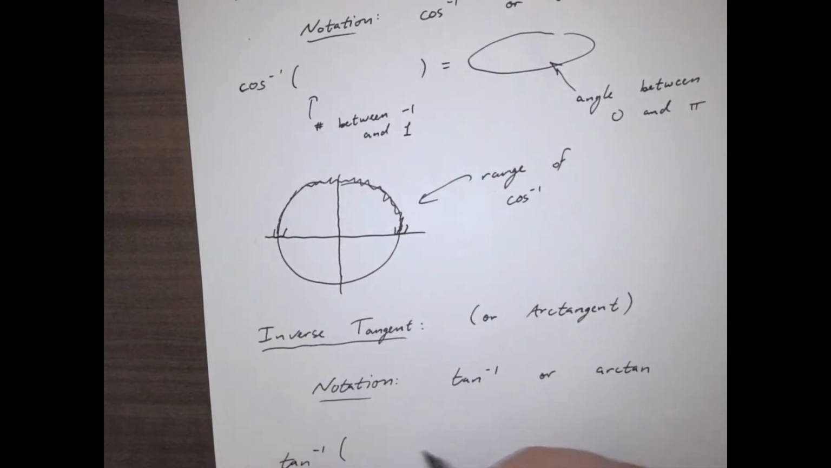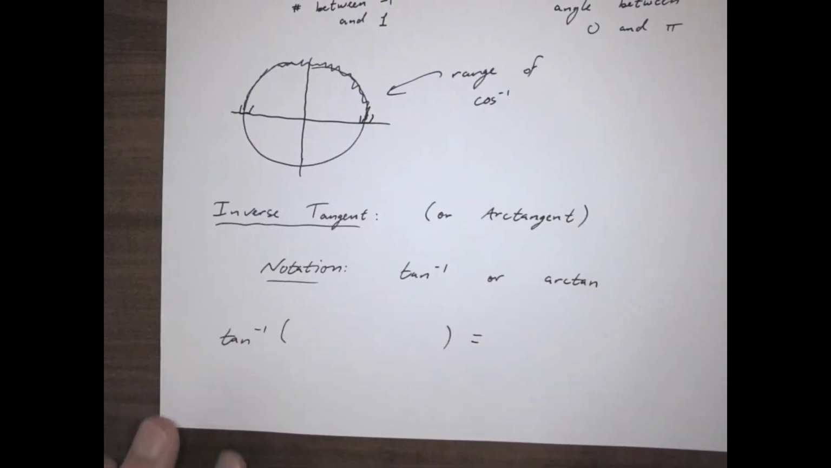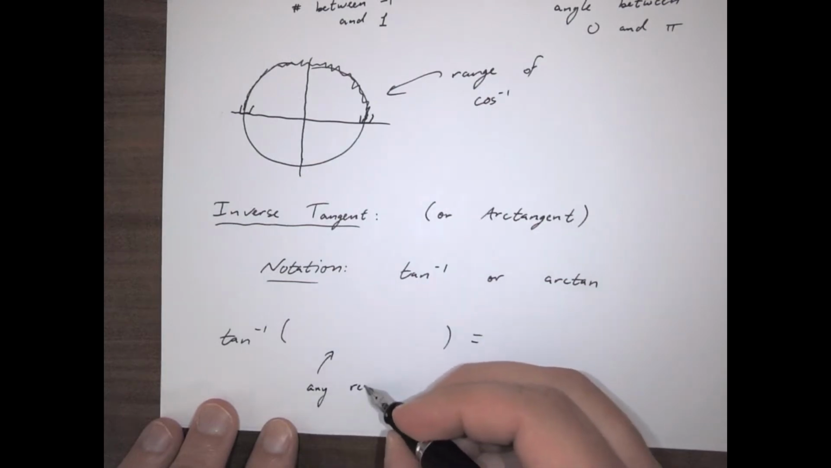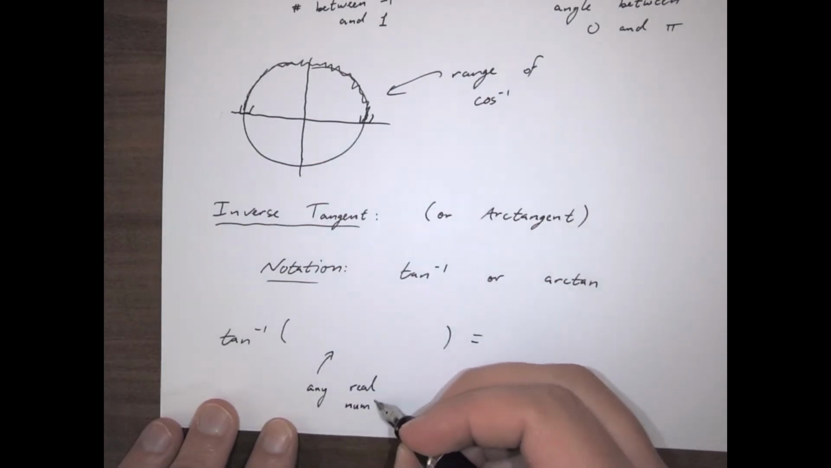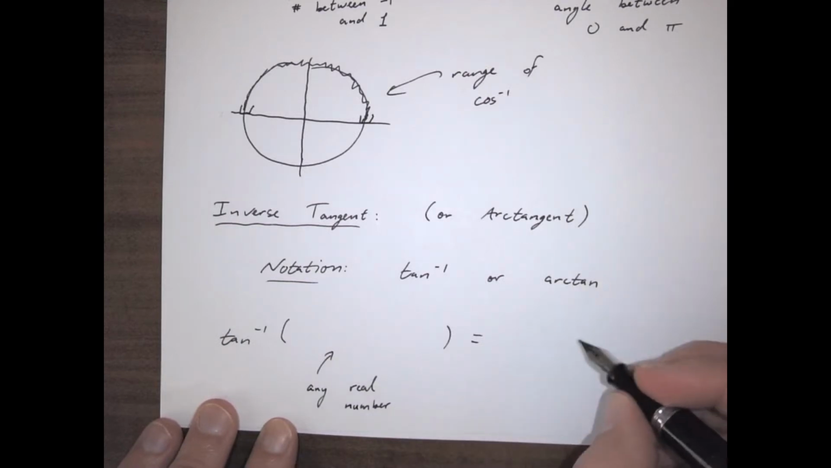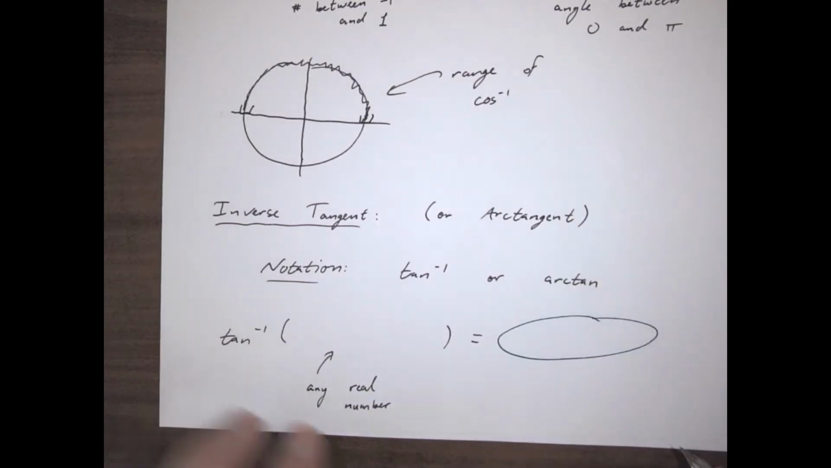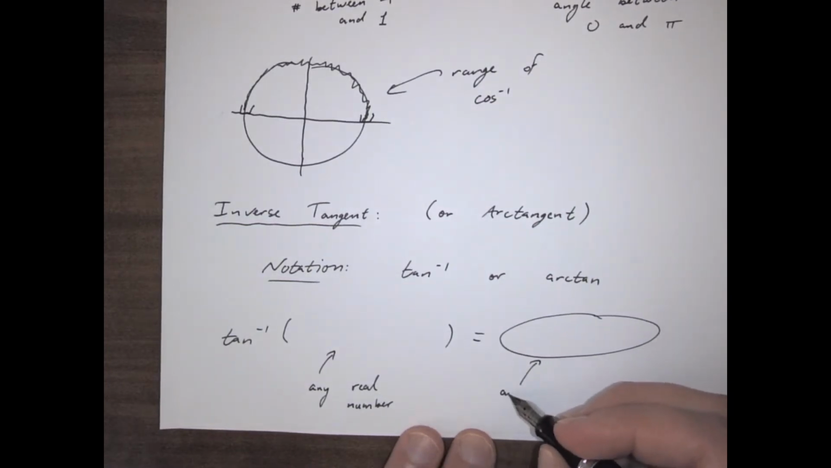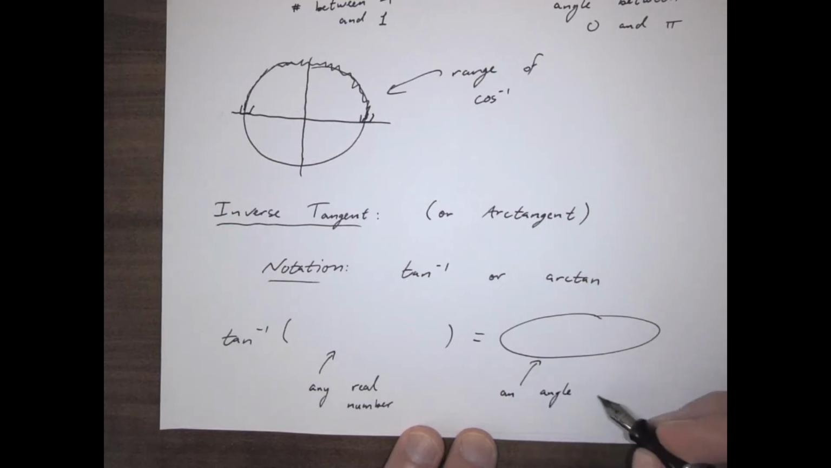And again, let's just think about what can go in and what will come out. So what can go in is anything that would traditionally be the output of tangent, but remember the range of tangent is actually all real numbers. So this can be any real number. Whereas the output is only going to be specifically from -pi/2 to pi/2. So this is an angle between -pi/2 and pi/2.